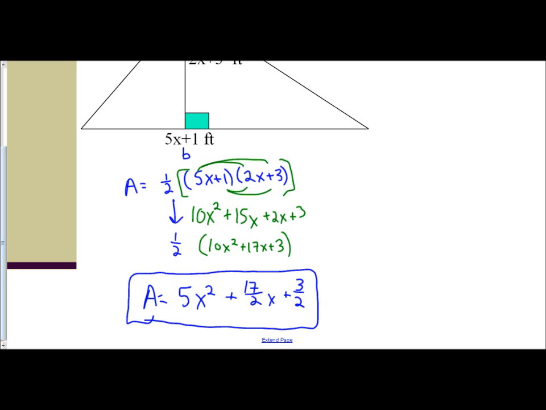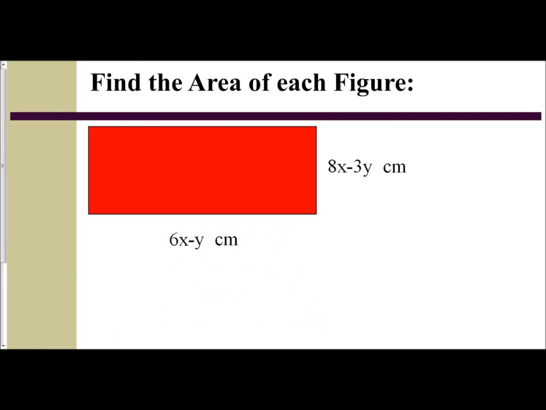So let's check out a rectangle problem. We want to find the area of this rectangle. The area formula for a rectangle is length times width. So my length is 6x minus y, and my width is 8x minus 3y.